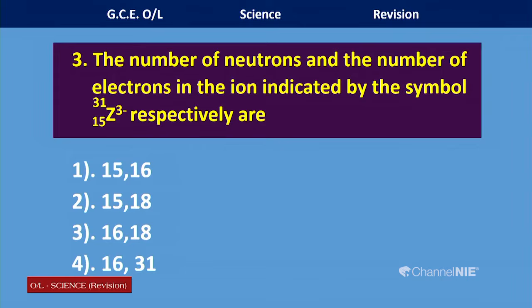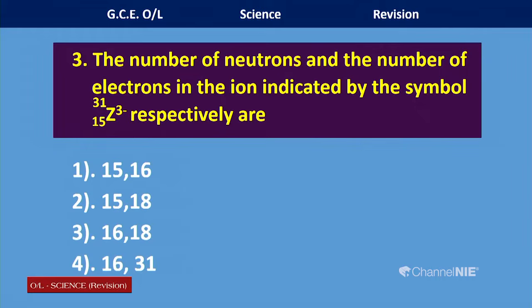So, what is the atomic number? The number of protons, and the number of protons equals the number of electrons in the case of a neutral atom. But here you can see it is not a neutral atom, it is 3 minus. 3 minus means electrons and protons are not equal, which is very important. Only in a neutral atom do protons equal electrons. So, when it becomes 3 minus, 3 electrons are added. 15 electrons become 18 electrons due to 3 minus.